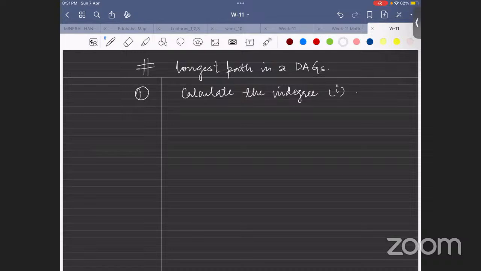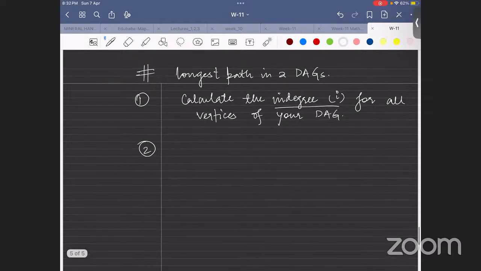For all the vertices of your DAG. Okay, now what was the second step in the sorting? Can you tell me what we did after calculating the in degree for all the vertices? What have we done in the second step? Just remove the vertex of in degree 0. Correct. So there we were removing the vertices, the vertex itself where the in degree was 0.